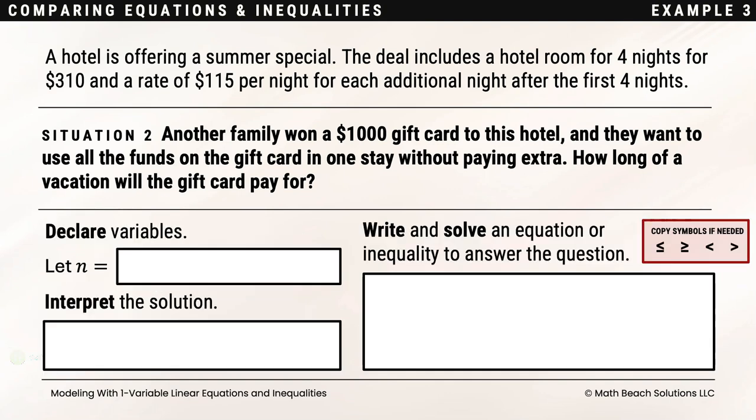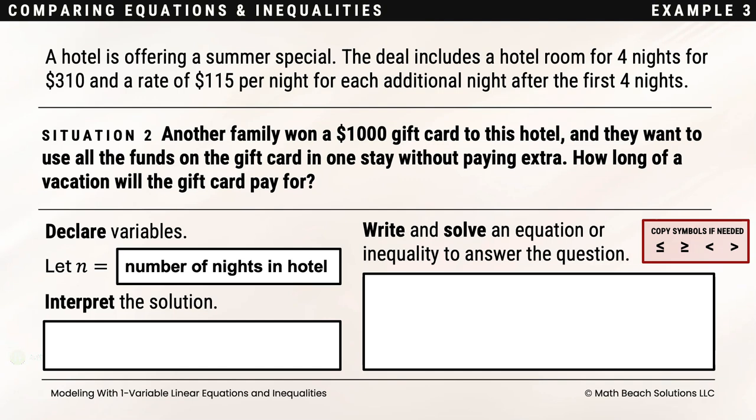So we're again going to declare our variables, write and solve an equation, and interpret the solution. We still want to know how long of a vacation will the gift card pay for, so we're going to let n, our unknown variable, represent the number of nights in the hotel.